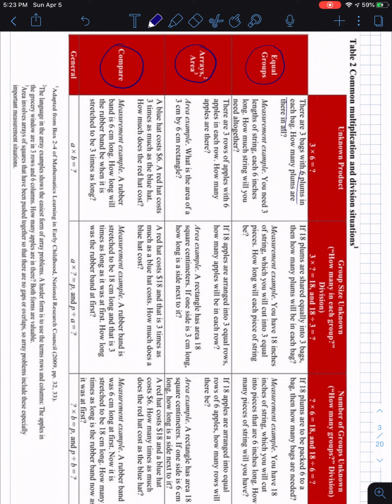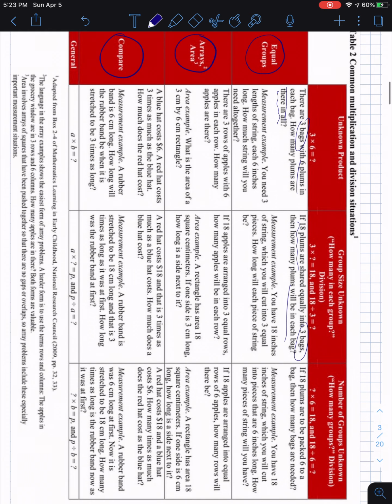or the unknown, how many plums in each bag. You have the number of groups, number of bags. So we have 3 bags. And then we have the total number. So there in all, how many there in all? 18 plums there in all. So we have those 3 things, and we may not know any one of those 3 things.